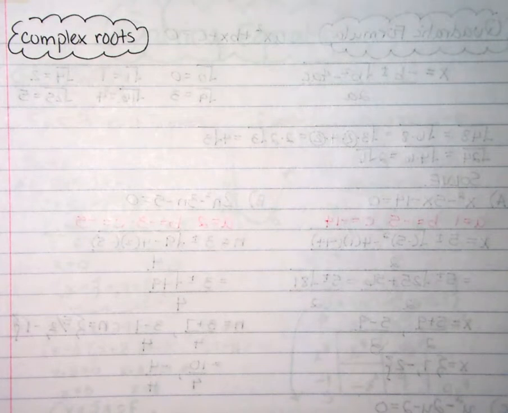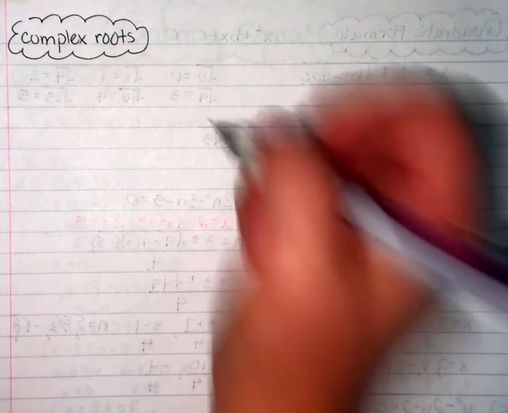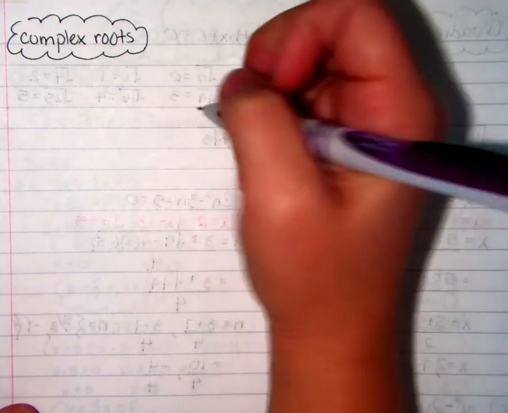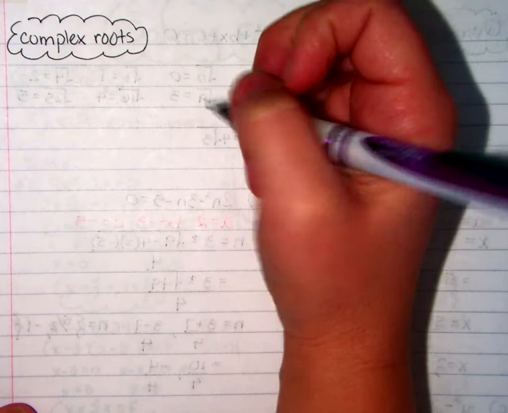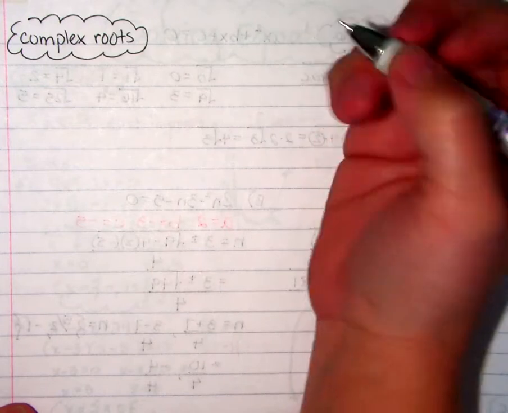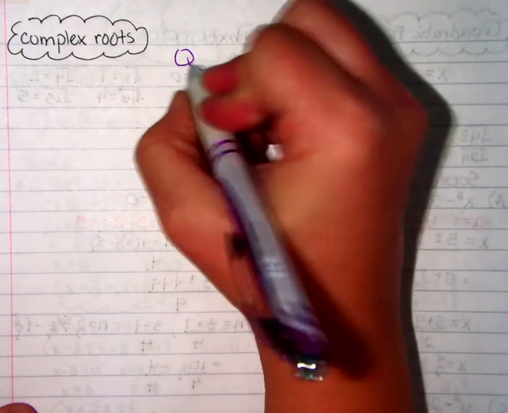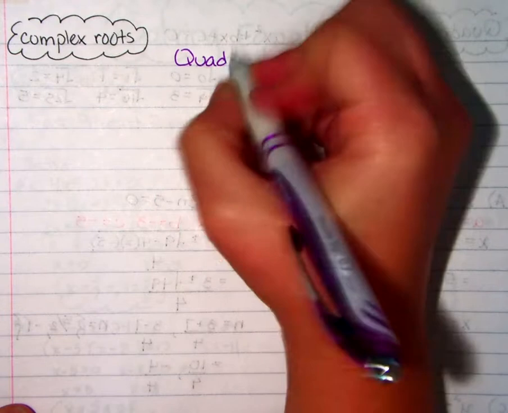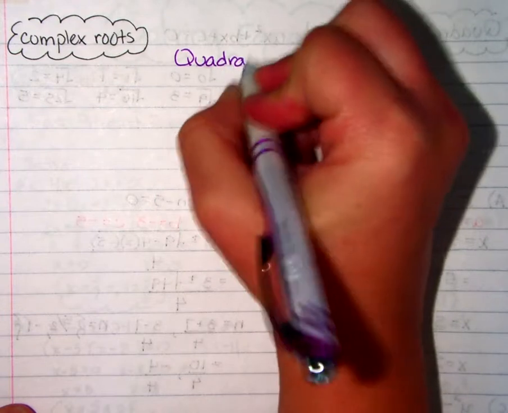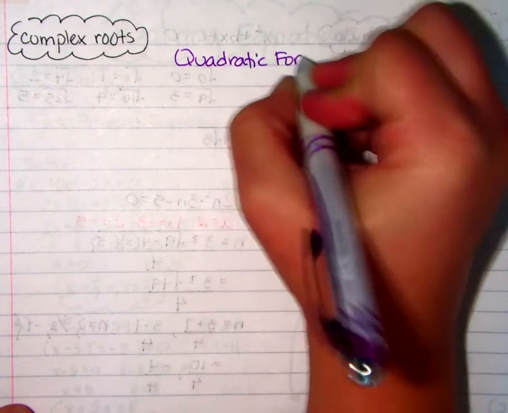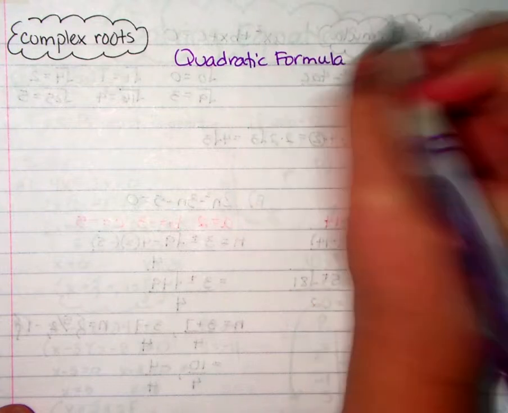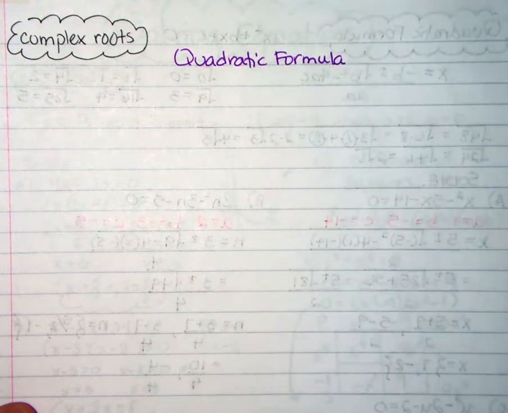Complex roots come from when we are trying to solve the quadratic formula, but we result in the discriminant having a negative value. Let's look at what I'm referring to. So the quadratic formula that we have been working with is used to solve for the variable in a quadratic equation.